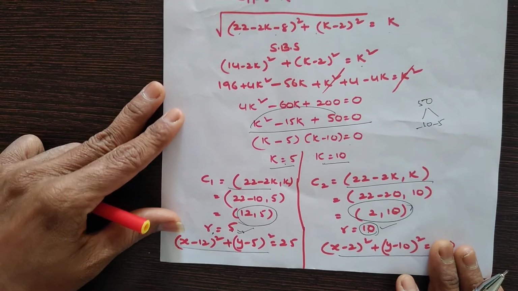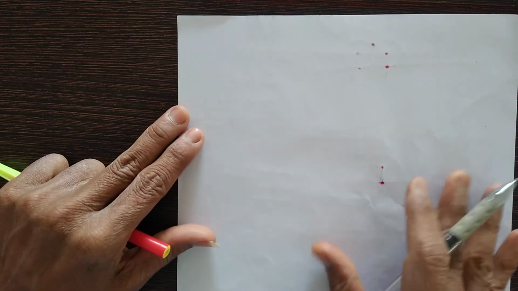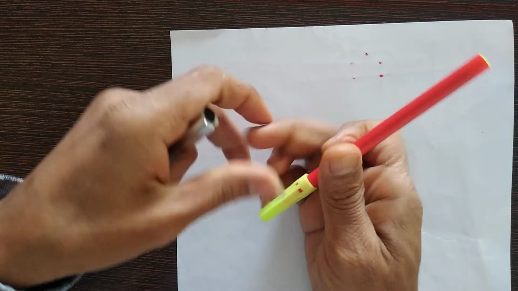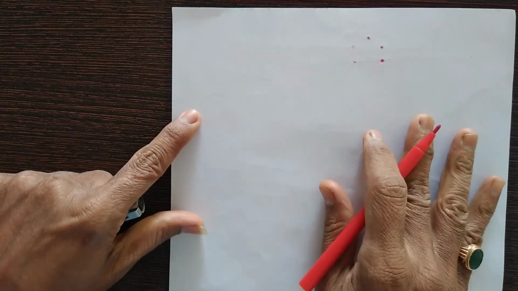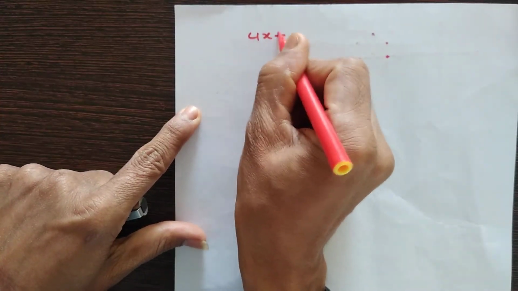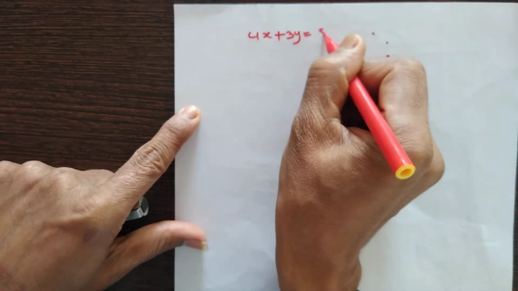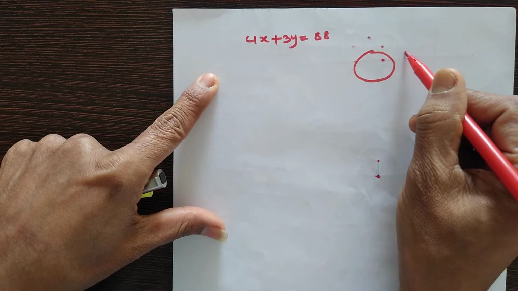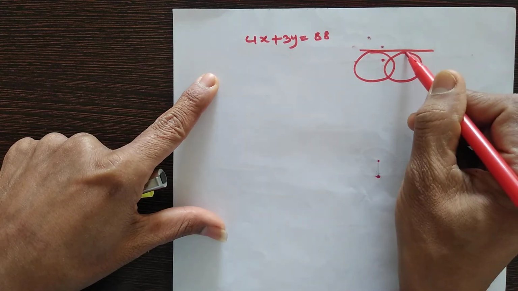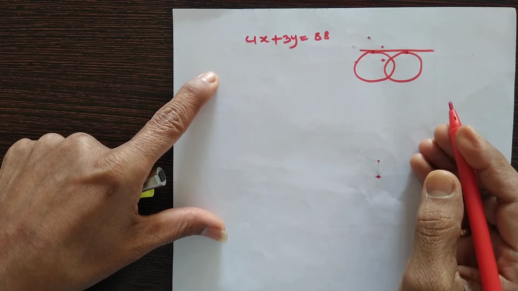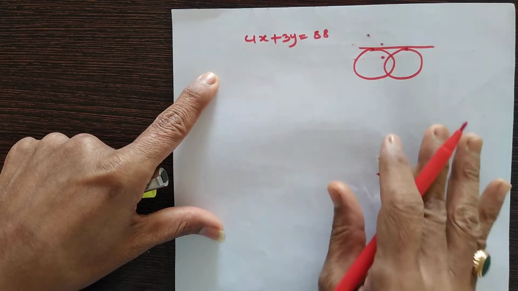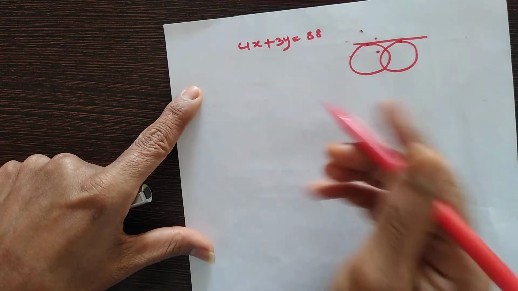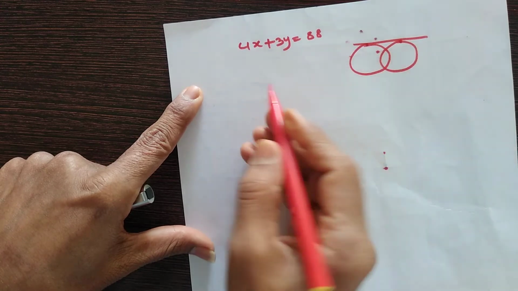Okay, now we also have to show that 4x plus 3y equals 88 is a common tangent to the circles. If this is a common tangent to this circle, what is the condition? Already I explained that to you. One thing I will do, and the remaining you can do yourself.